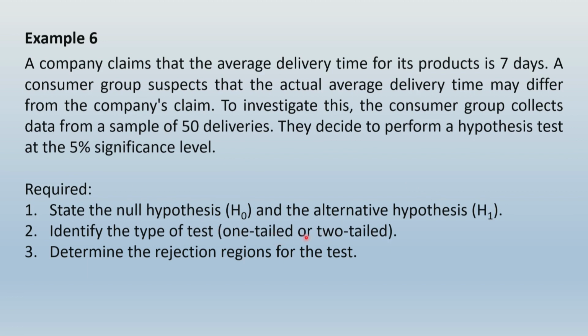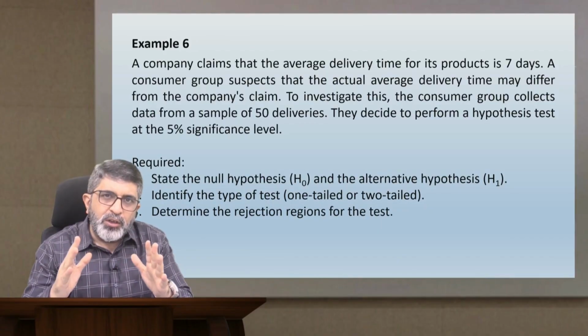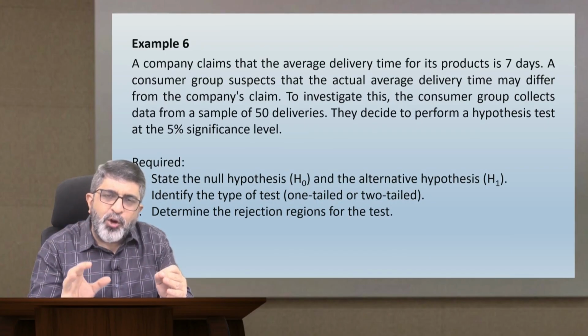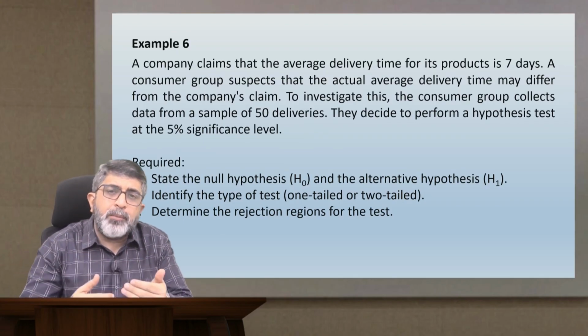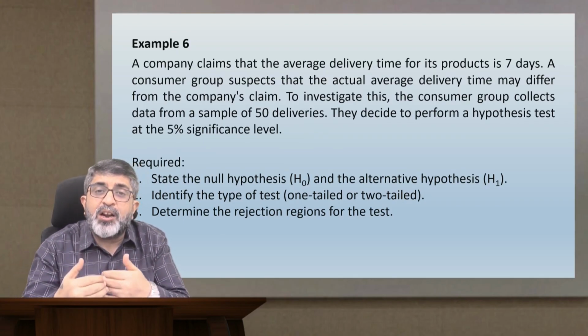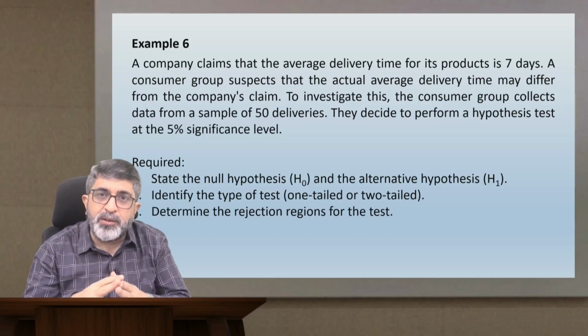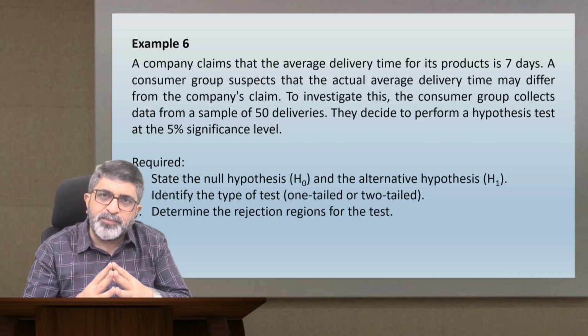Identify the type of test, whether it is a one-tailed test or a two-tailed test, and determine the rejection region for the test. Now, how would you approach this entire example? Let us discuss that first. See, the company is claiming that the average delivery time for its products is 7 days. And there is a consumer group who is coming up with some suspicion. They are not willing to accept the claim of the company. They have some suspicion about it. So wherever there is a suspicion, that is the sign of the alternative hypothesis.